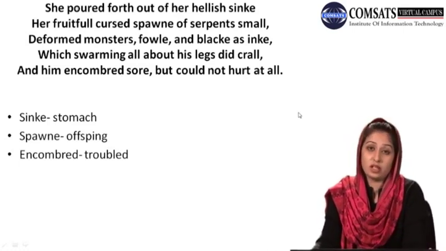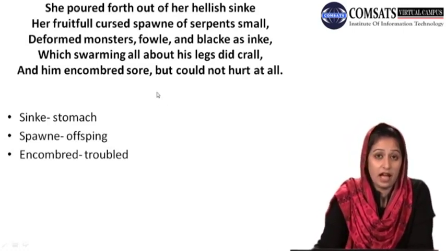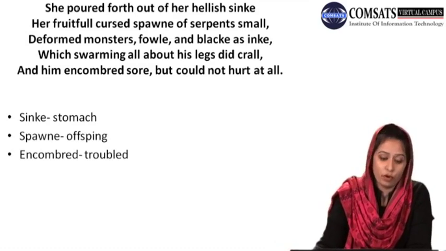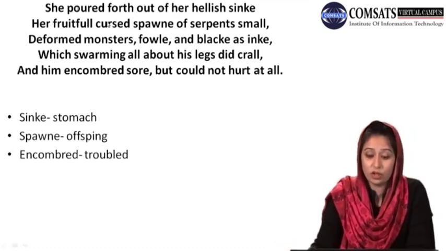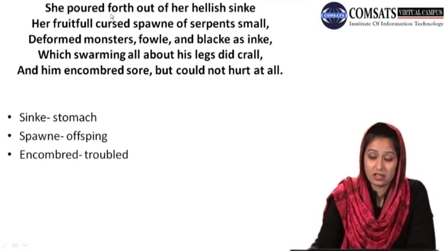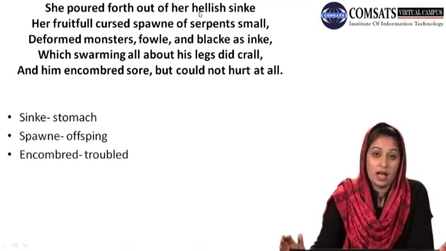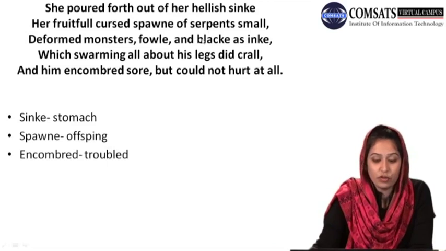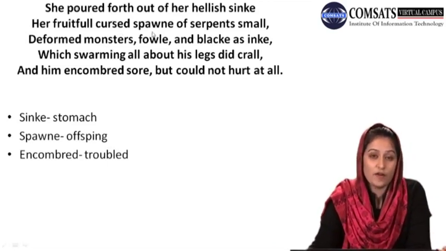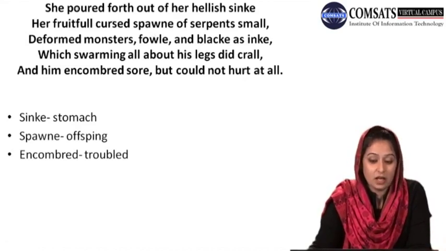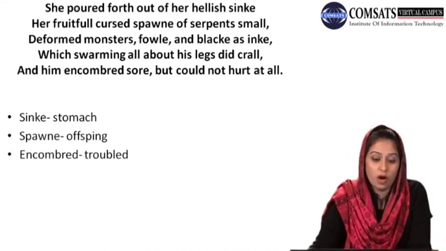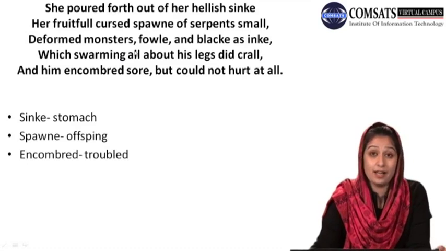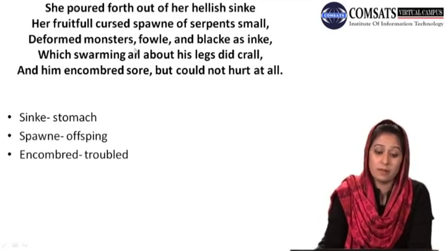So when the monster observed that the knight was losing strength because of the stink of that foul smell, she poured forth out of her stomach, out of her big hellish sink. What is hellish sink? Her long, big stomach. Her fruitful cursed spawn, her offsprings were there. She released her offsprings. These were small serpents, and they were deformed monsters, and they were all foul and black, and their color was as black as ink. So there is the use of simile also.